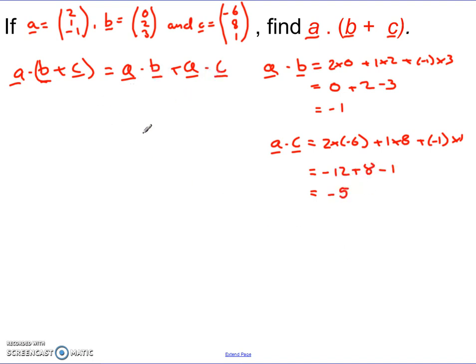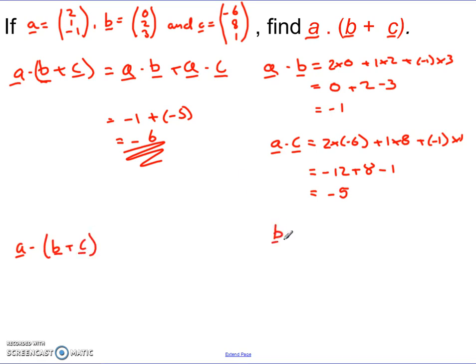So A dot B plus A dot C in this case would become negative 1 plus negative 5, negative 1 minus 5 gives me negative 6. Nice, quick, easy way to do it using the property we have. We could do it the other way if we wanted and have A dot (B plus C) and calculate it that way.